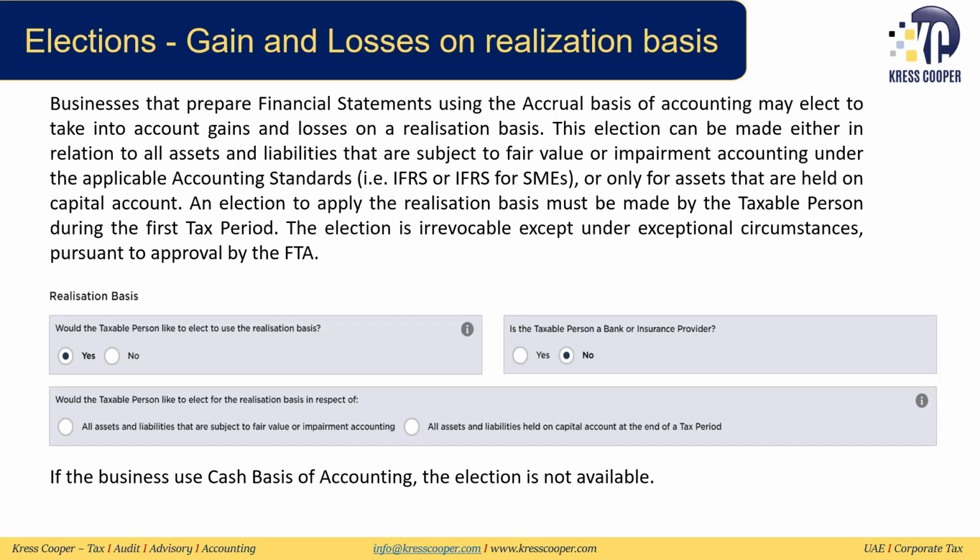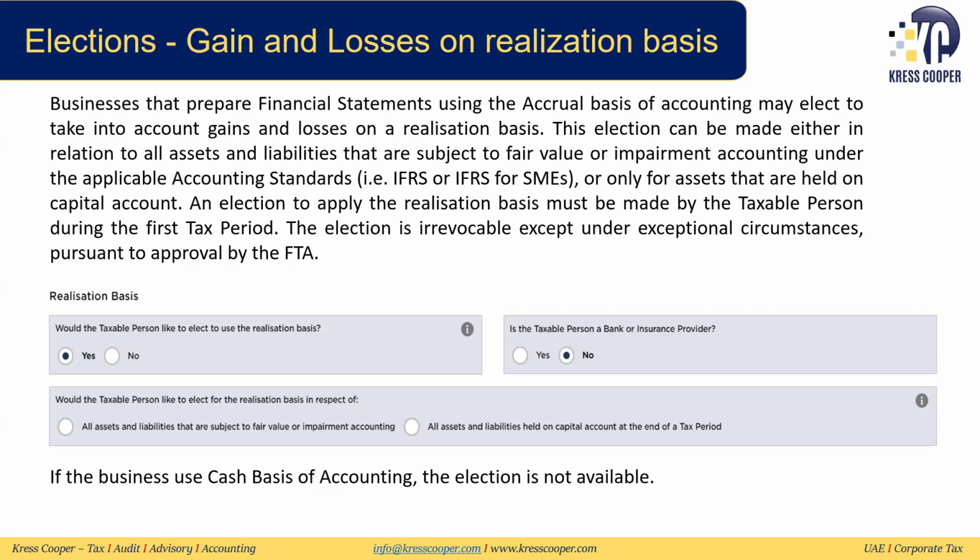So this election can either be made in relation to all the assets and liabilities that are subject to the fair value or impairment accounting under the applicable IAS, whichever you're following. For example, if your revenue is more than 50 million, you have to follow the IFRS. If it is less than 50 million, you can go for IFRS for SME as well. Whatever applicable accounting standard there is, you have to select whether you are making it in relation to all assets and liabilities that are subject to the fair value impairment accounting, or for assets that are held on capital account only. So this will be required to be made.